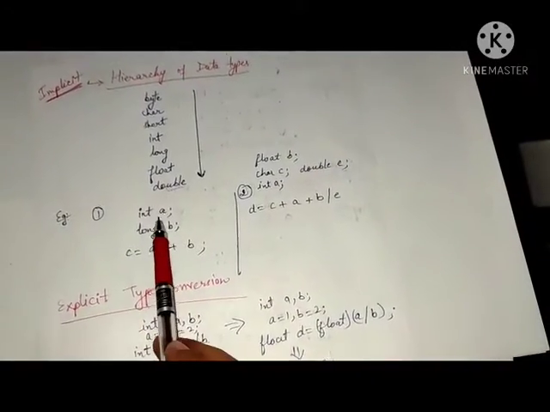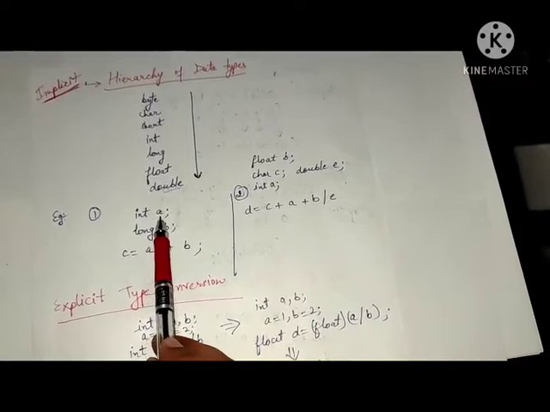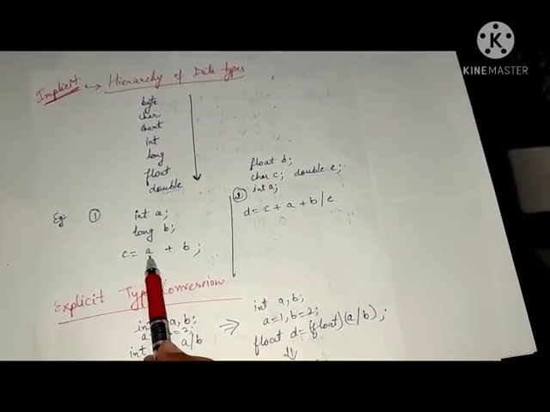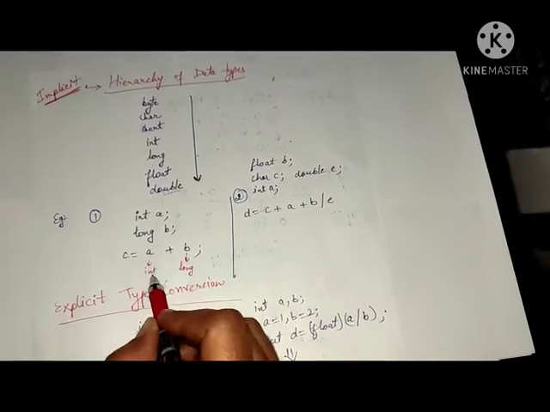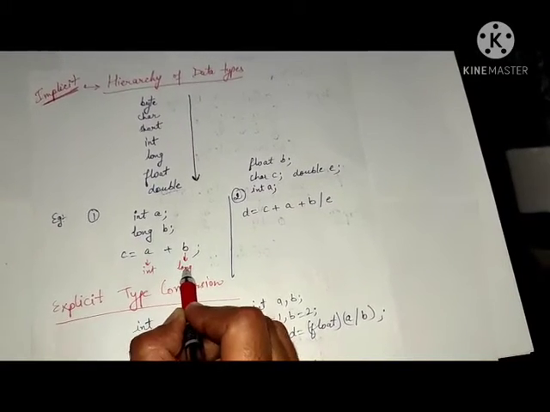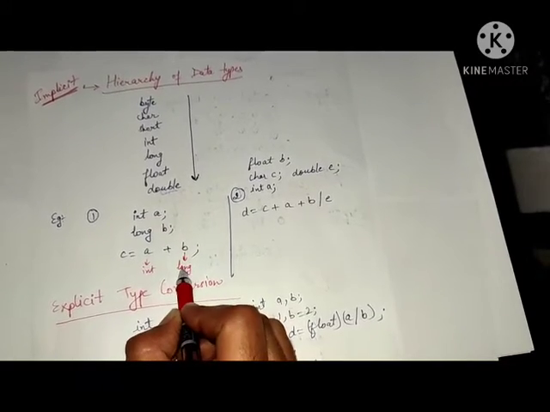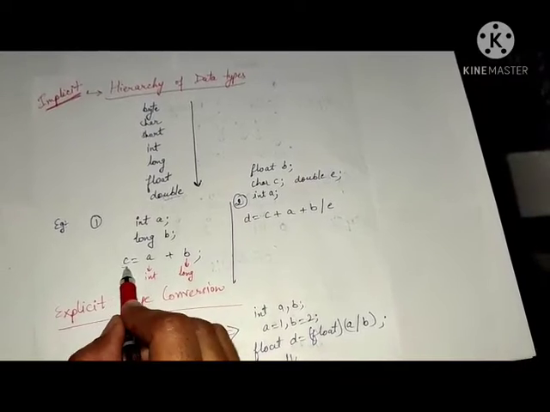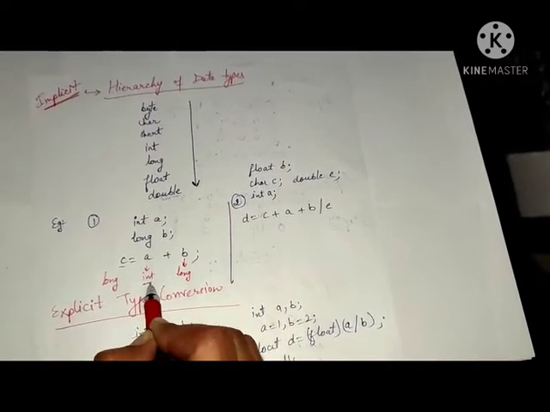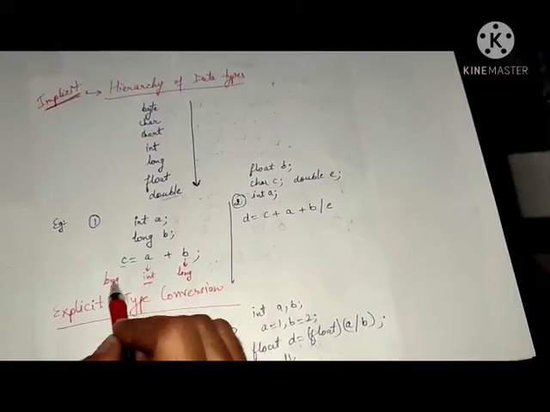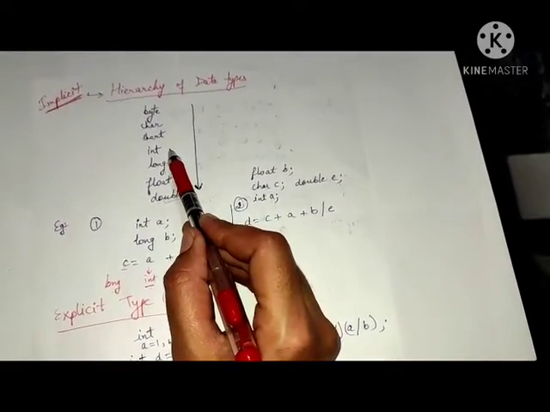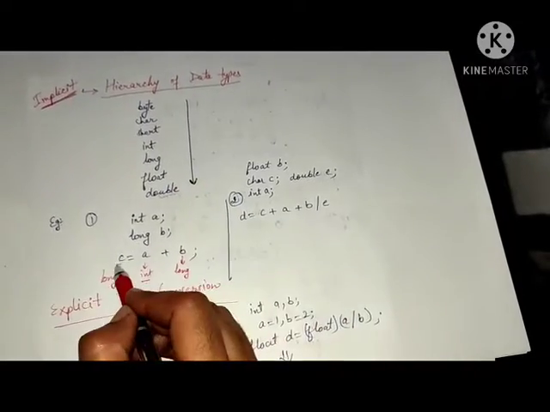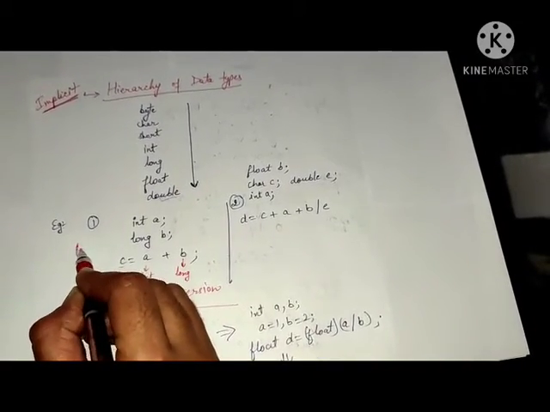For example, here we have two variables, a is of integer type, b is of long type. After the addition of both the variables that are of different types, what will be the result and which type is obtained? It means this int is converted into long. See here, int is of lower type and long is of higher type. So c should be of long type.